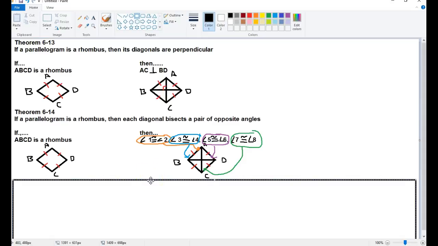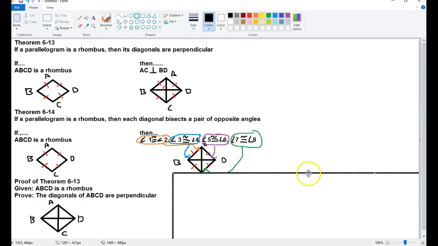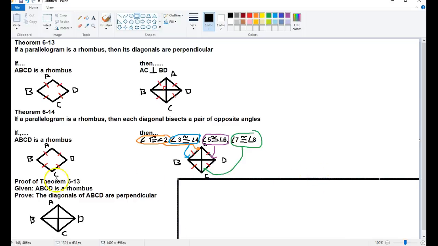We have a proof, and we're going to prove theorem 613. So this one is, we're given that this one is a rhombus, and we're asked to prove that these diagonals are making right angles.